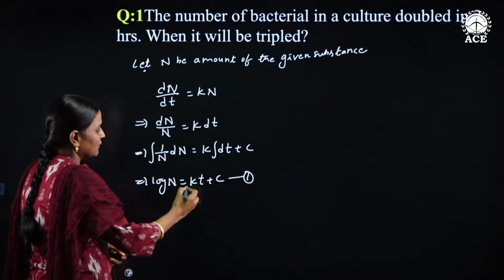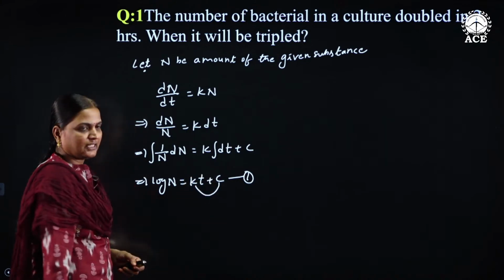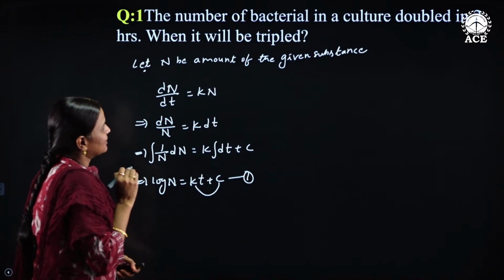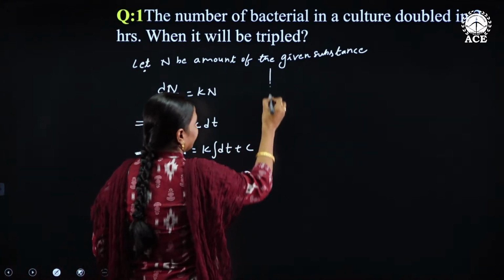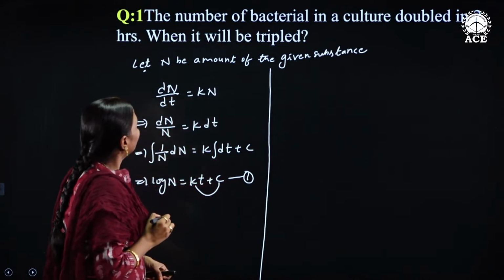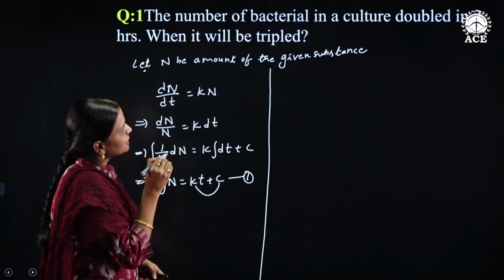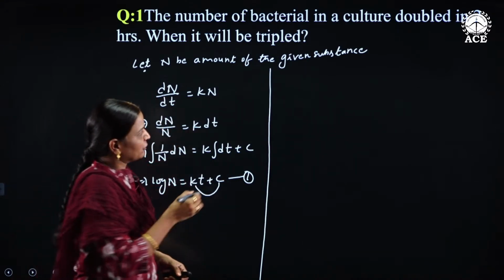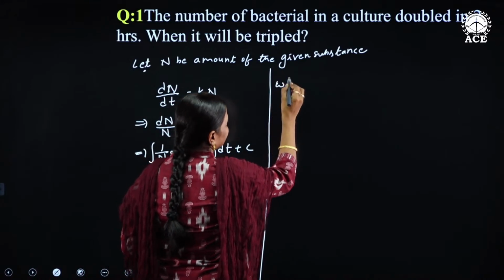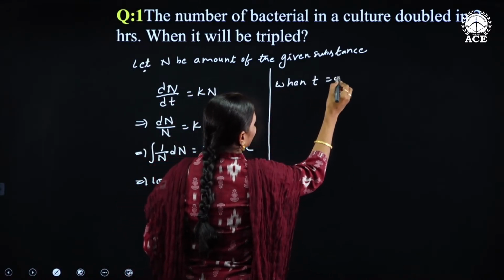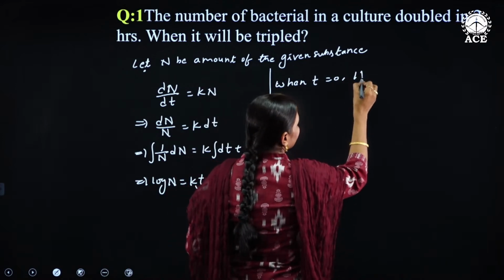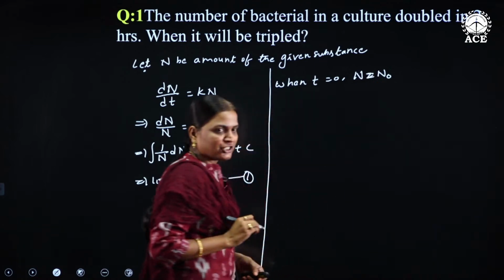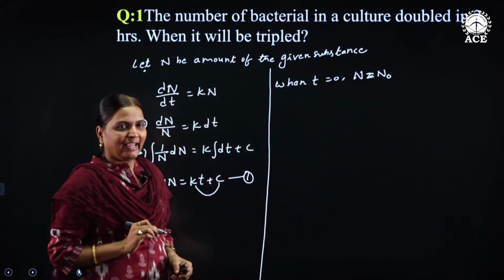In equation 1, here also we have two unknown values, c and k. So find out these two values, c and k. So first, how to write the given conditions? What is the question? The number of bacteria in a culture doubled in 2 hours. So that means, initial amount. What is the initial amount? So let when t is equal to 0, assuming that the initial amount is N equal to N naught. Here you can take any notation, that is your choice. N is equal to N naught.